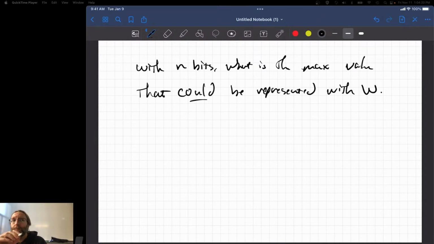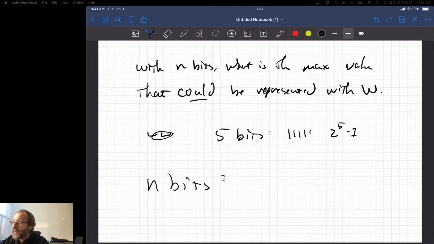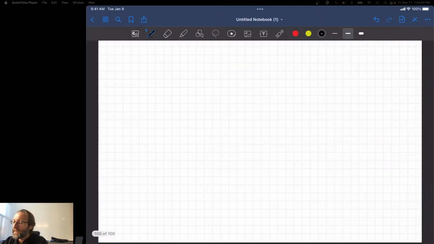That's how many bits it takes to represent a number. Think in reverse of that. What if I gave you, say, 5 bits? The max value that you could represent is what? 2 to the 5 minus 1. If I gave you n bits, it's going to be 2 to the n minus 1. Let's ignore that because of big O. So this is actually order n times 2 to the n.